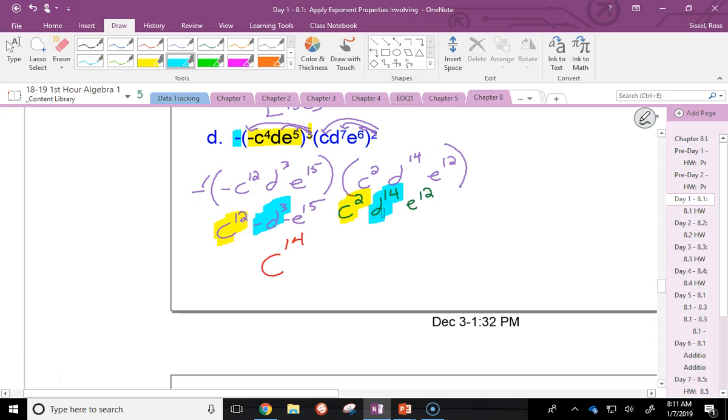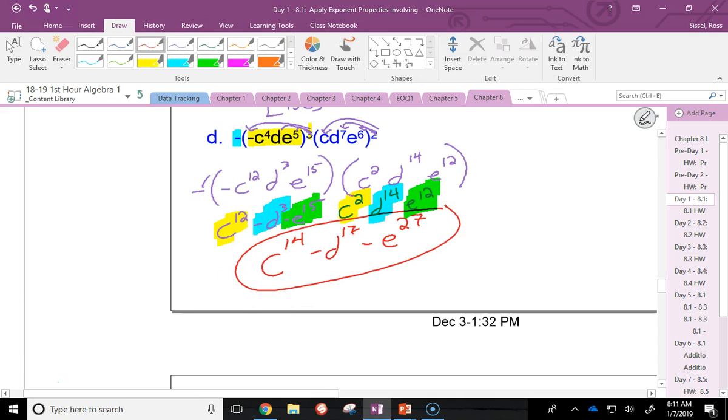After C, we look at our D. Now I have a negative D, I have a positive D, and it's going to be 3 plus 14. So that's going to be what? 17. Is it going to be a positive or negative D? Negative D to the 17th. And then we have a negative e to the 15th and a positive e to the 12th. And it's going to be negative e to the 27th power.